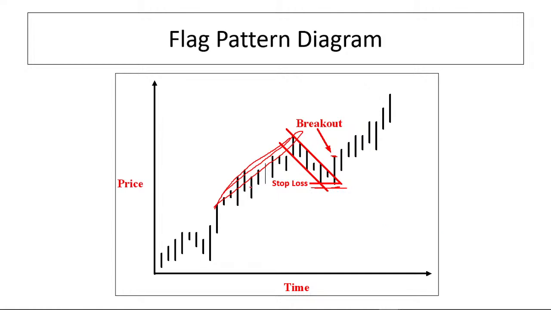Now the measured move is the length of the flagpole. So you take this price, you subtract it by this price, which is the top of the flagpole, you take the difference and you add that difference to the closing price of the breakout candle, and that is where your expected measured move is, and that's where you set your profit objective, your initial profit target.